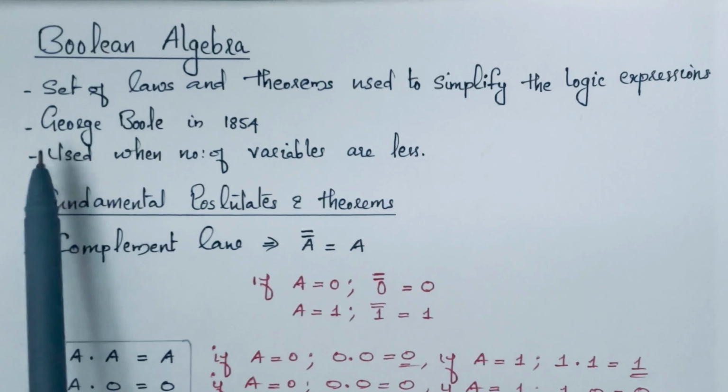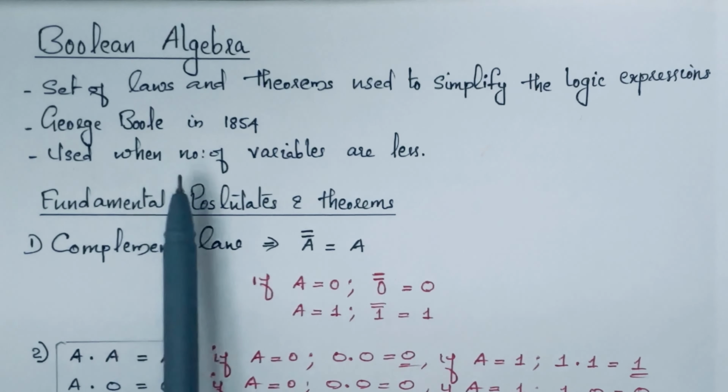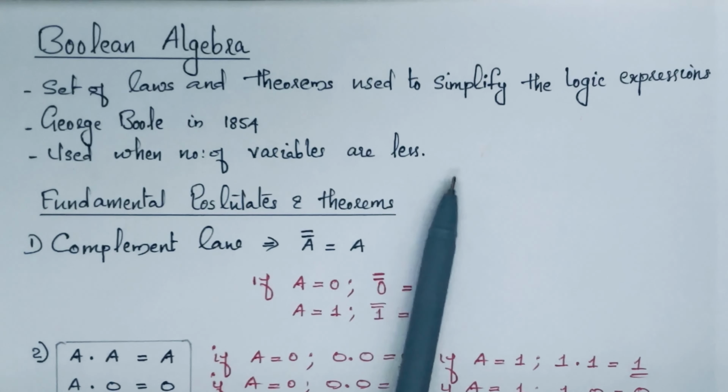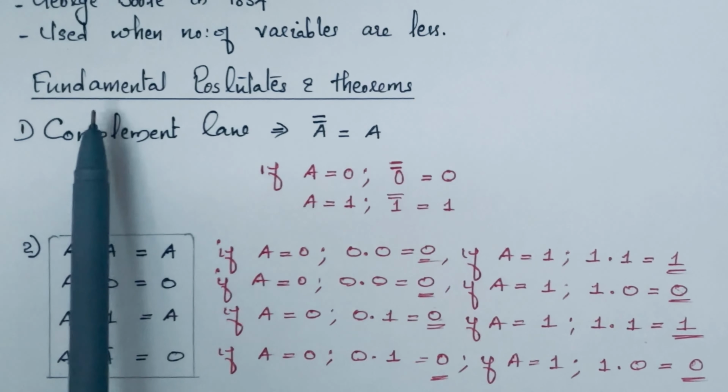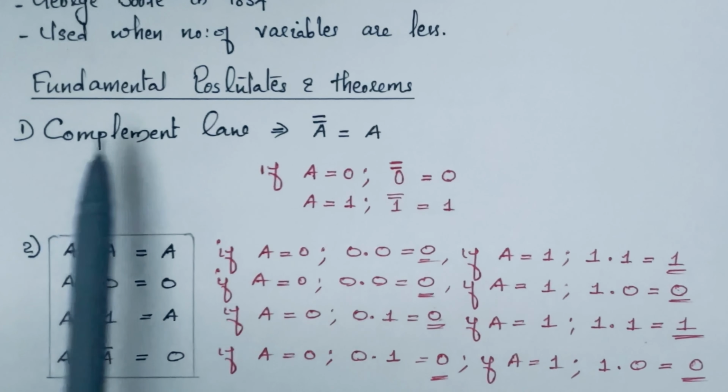Boolean algebra is used only when the number of variables is 3 or less. If it is for more than 3 variables, it will be very difficult to simplify it using Boolean algebra. Then we have to go for another method known as the map method that we'll discuss later. Now we will see the fundamental postulates and theorems of Boolean algebra. The first one is the complement law.